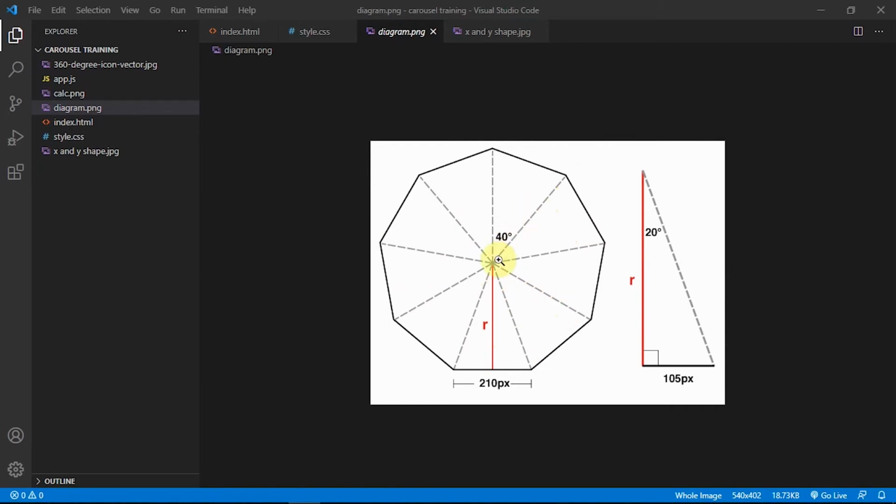But where did he get this 40? This is the most important question here. How did he get this 40? Why should he rotate each one with 40 degrees? And should each carousel be rotated with 40 degrees? No. The answer is absolutely no. I'll tell you how.